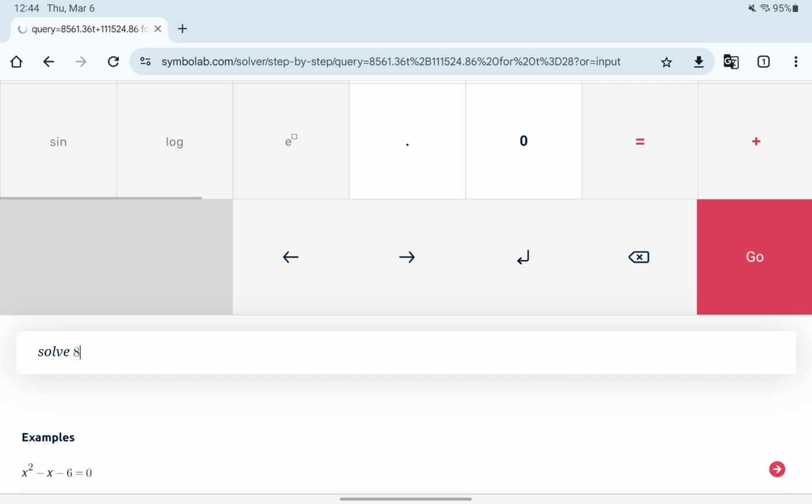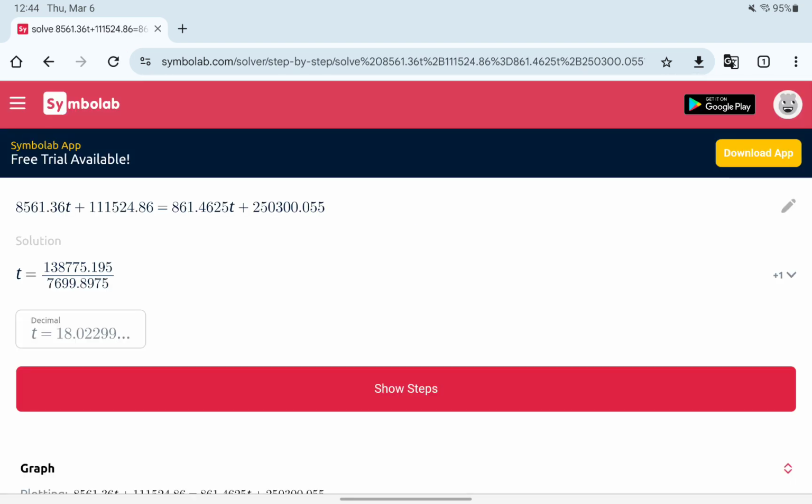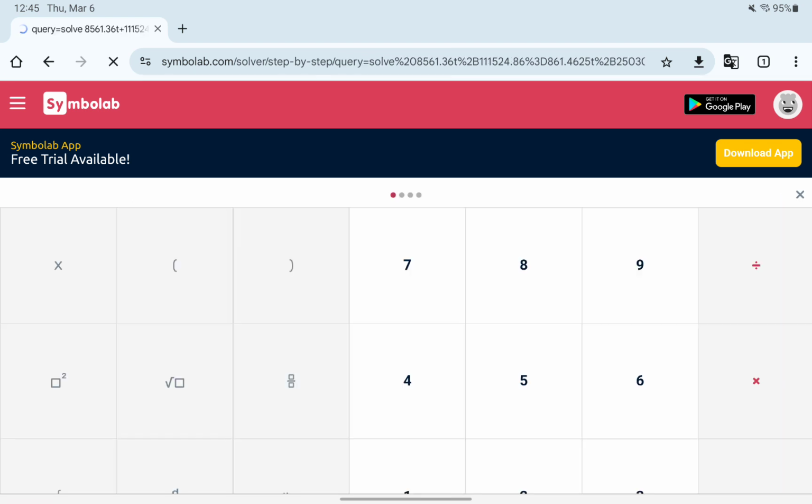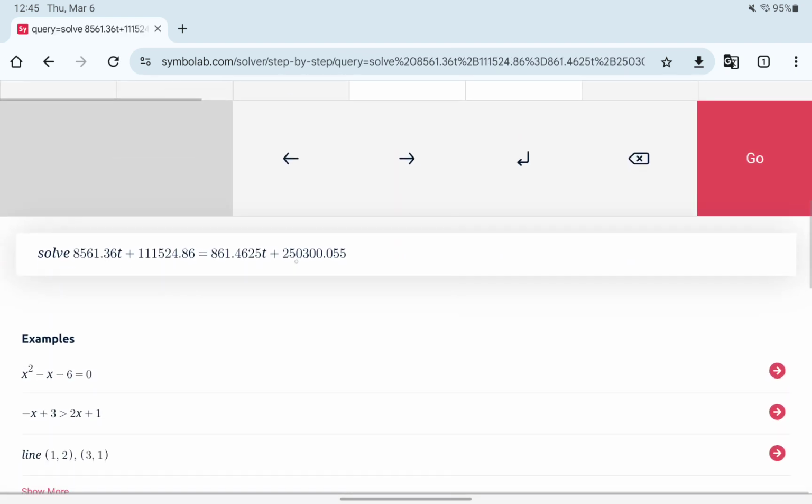So we're going to solve our first function set equal to our second function. And we get a value of t equals, we get a value that's slightly incorrect because I made a typo in my equation, so let me go back. That should be 260,300.